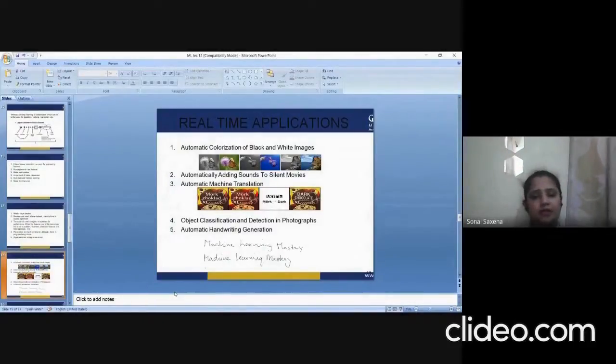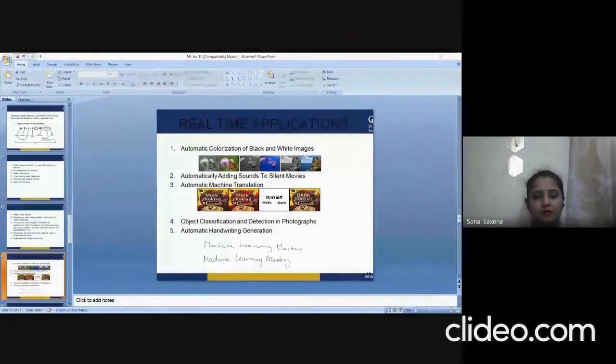Then automatic machine translation. What is automatic machine translation? It can find out what different languages have written here, so it can convert this into a proper language. Then object classification and detection in photographs. It can identify by itself what all are the objects that are shown.